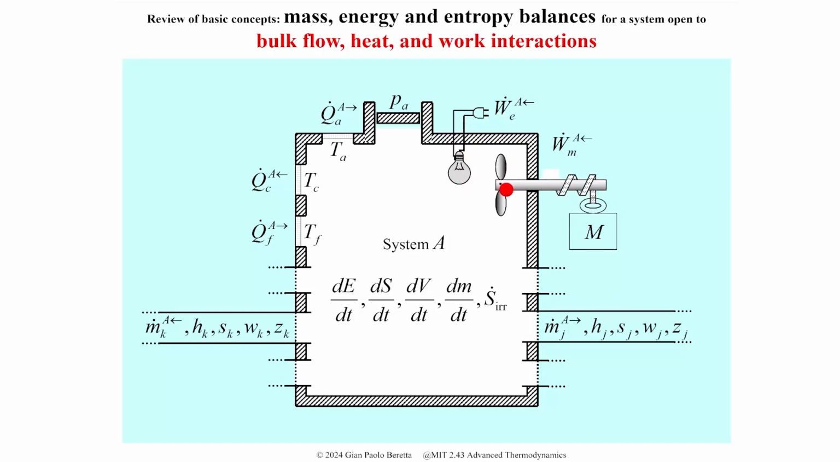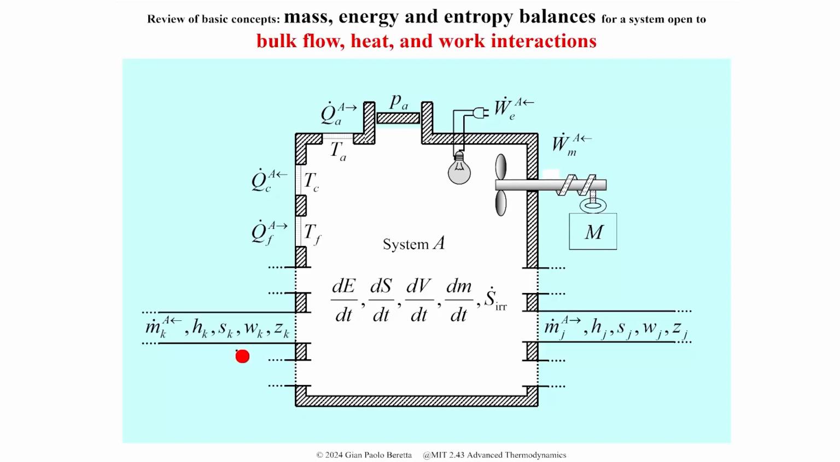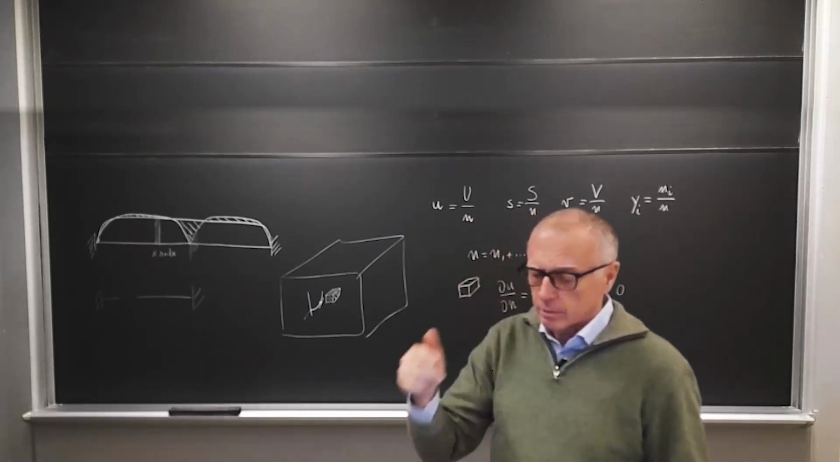We may have work interactions of various types, like a shaft bringing in mechanical energy, electrical wires bringing in electrical energy. These are all work equivalent. Or a moving boundary against the pressure of the atmosphere. That is also a work interaction. And plus we may have many bulk flow interactions. And as we have seen, in order to characterize a bulk flow interaction, we need to characterize the bulk flow states of the fluid elements that are carried in and out. So you need the enthalpy, the local enthalpy, the local entropy, the velocity of the fluid elements, and the local height in the gravitational field, so that you can compute the potential.